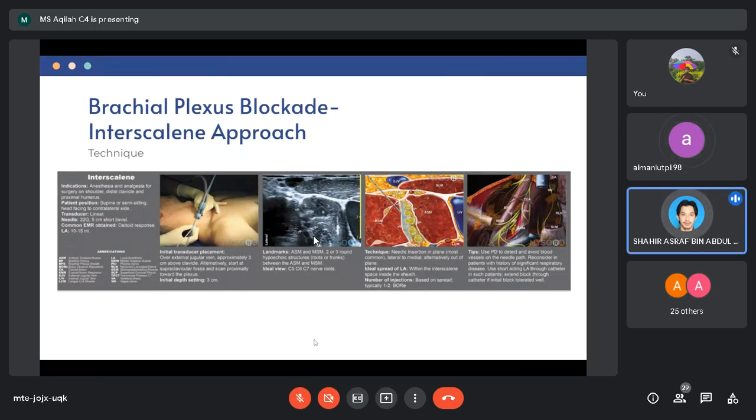Therefore, physiotherapists can do manual manipulation under anesthesia to improve the range of movement, so that more intensive or aggressive physiotherapy can be done without causing much pain. And we can even top up the analgesia if needed for physiotherapy purposes.